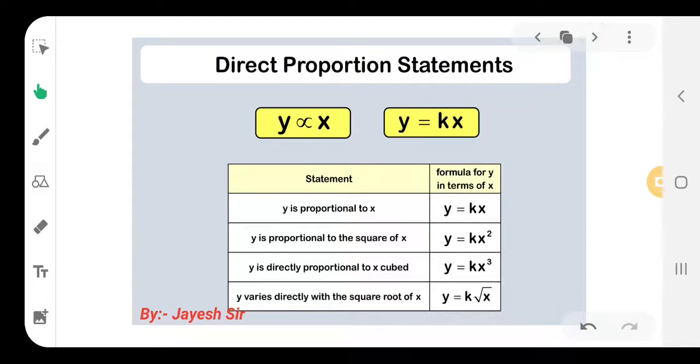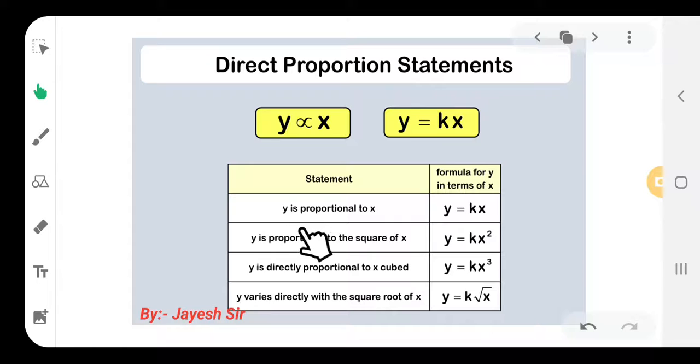Now let us see what is there furthermore: direct proportion statements and symbols. Similar to what we studied in the last slide, y is directly proportional to x. In terms of equals, we write y equals kx. So that could be written as y is proportional to x, and further in mathematical form, y equals kx.